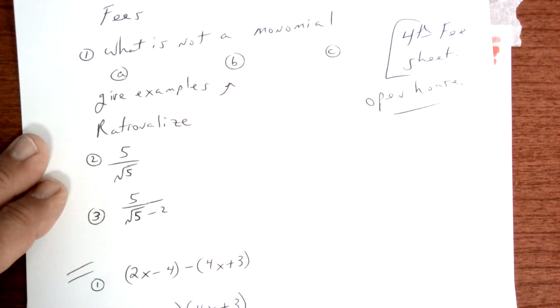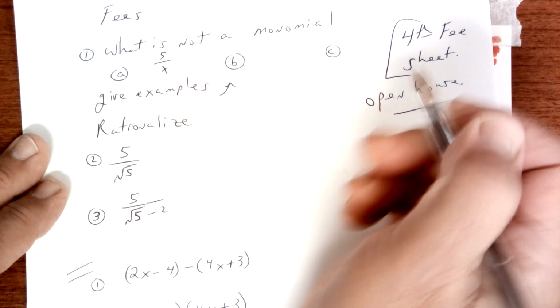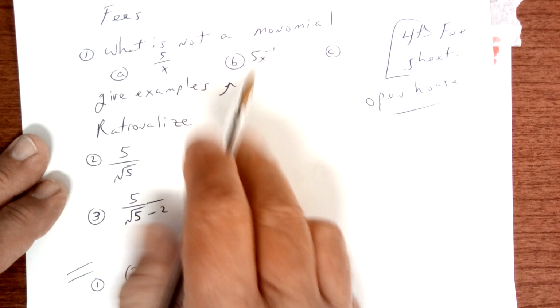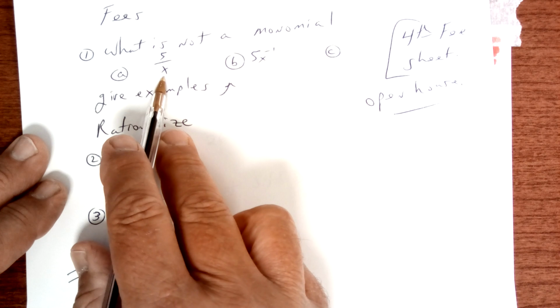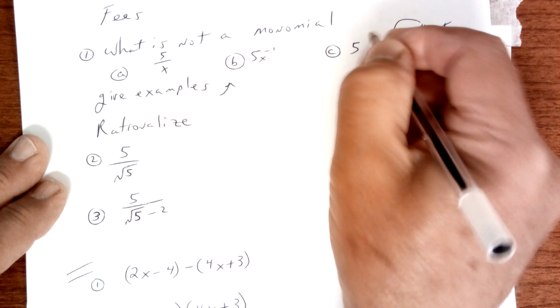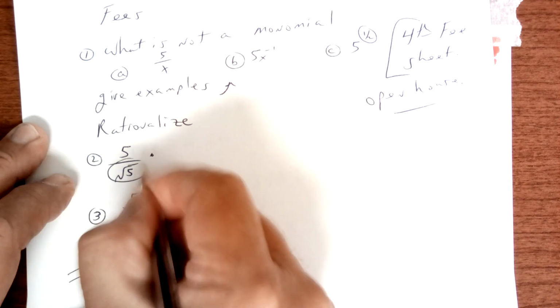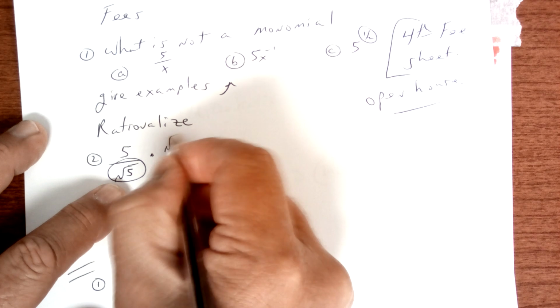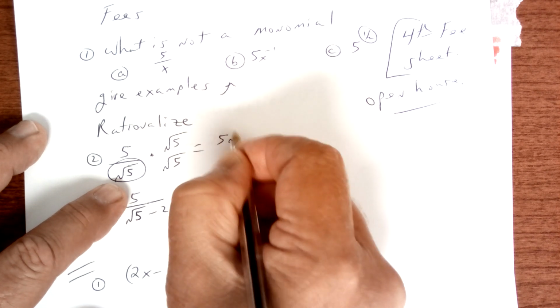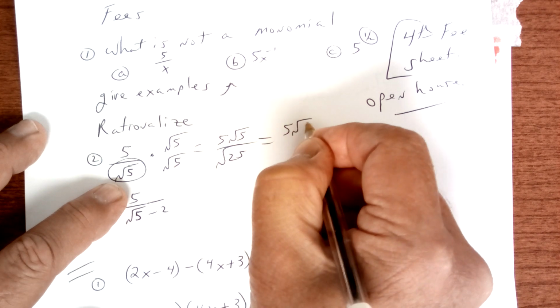What is not a monomial? Well, you can't have a variable on the bottom. You can't have a negative exponent, and that goes hand in hand with that one. And you can't have something with a fractional exponent, like 1/2, because that gives you the square root or some kind of a root. Rationalize the denominator. You're going to multiply top and bottom to get rid of this one. So that's going to give you 5 square root of 5 over the square root of 25, which gives you 5 square root of 5 over 5, and then this cancels.